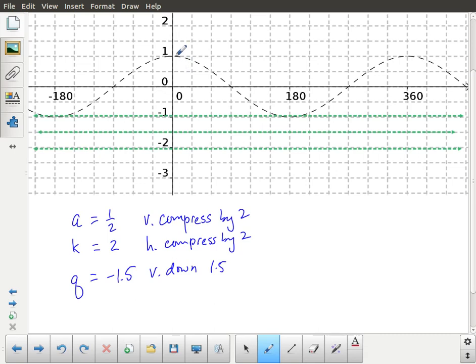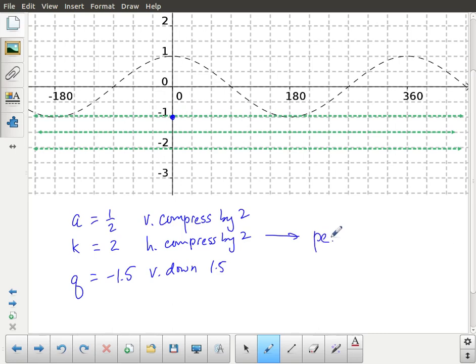And so that means my starting point now, be careful here. First of all, check for any reflections. Cosine parent function starts at 0, 1, so it starts 1 unit above the axis of the curve. This is +1/2, so that means it starts 1/2 unit above the axis of the curve.